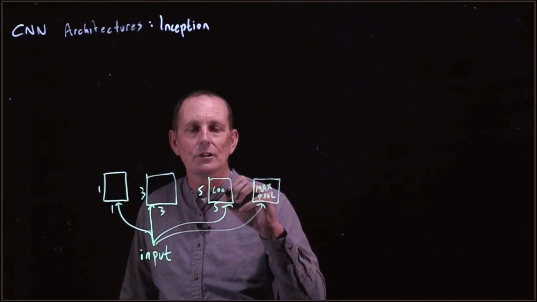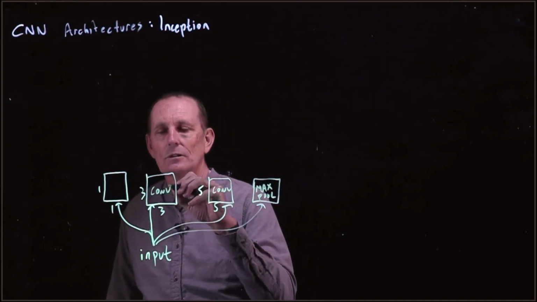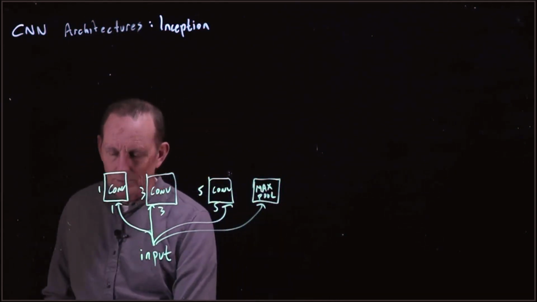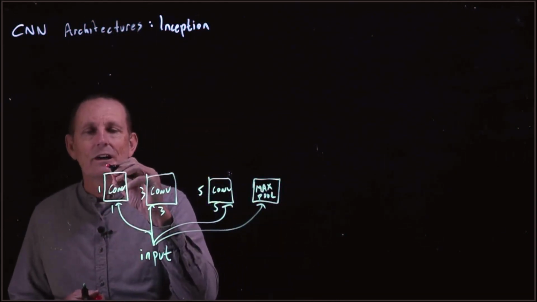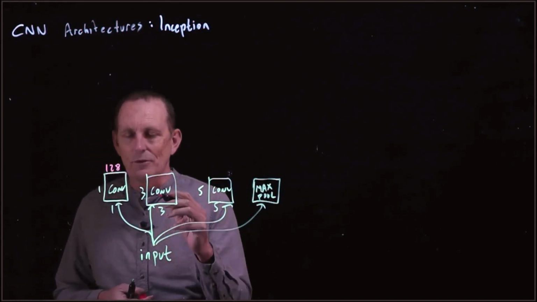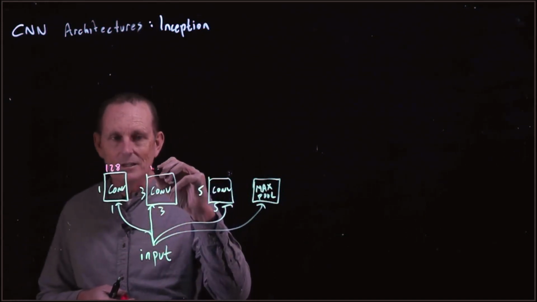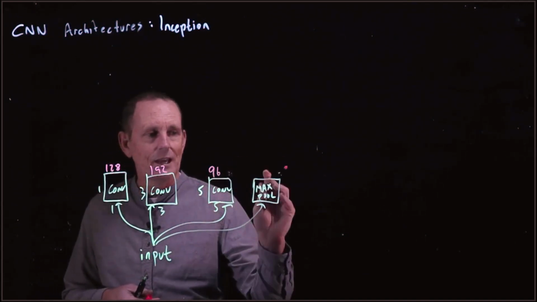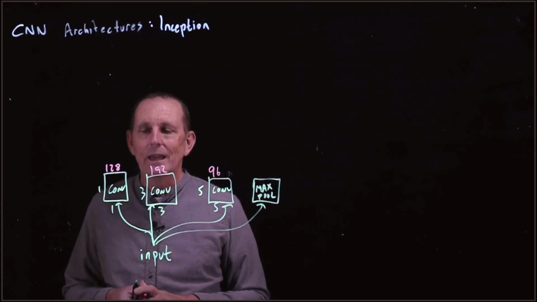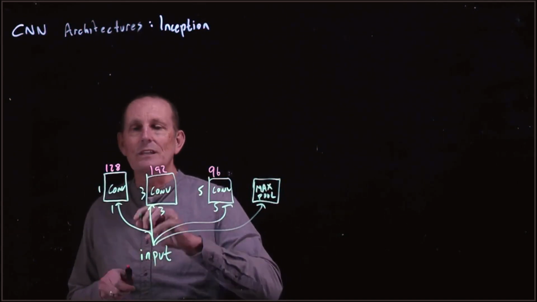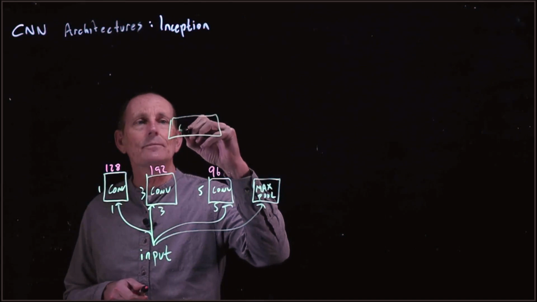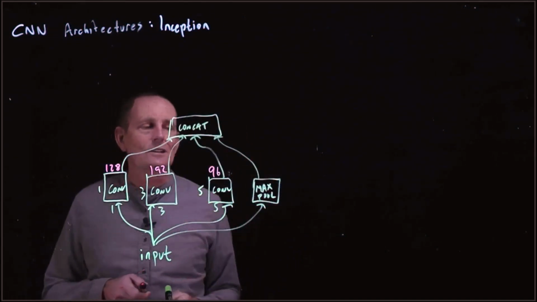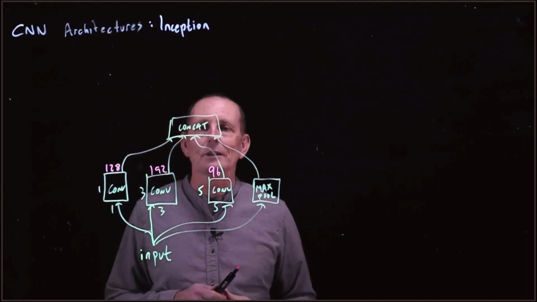So this is a convolution, this is a convolution, and this is a convolution. And we're actually going to do multiple of these. So we'll have 128 kernels here, and for the 3x3, we'll have, let's say, 192. We'll have 96 of these, and we'll talk about the max pool in a minute. And what we'll do is take the output of these and concatenate them. Three of the four of these are going to be pretty straightforward. The max pool we're going to have to come back and look at.